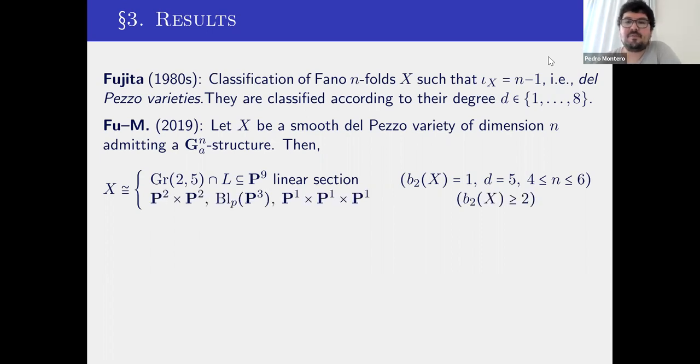You have these varieties. And for Picard rank 2 or higher, they're all obtained essentially from the projective space. So it's P2 times P2, the blow up of P3 at a point, and this product of P1s. And in this last case, thanks to the Hassett and Tschinkel classification, everything is completely explicit. The boundary divisor, the actions, you can count how many additive structures you have, and so on.